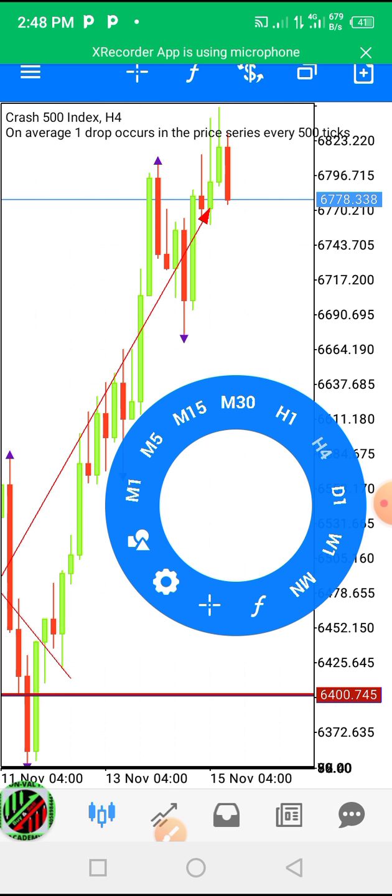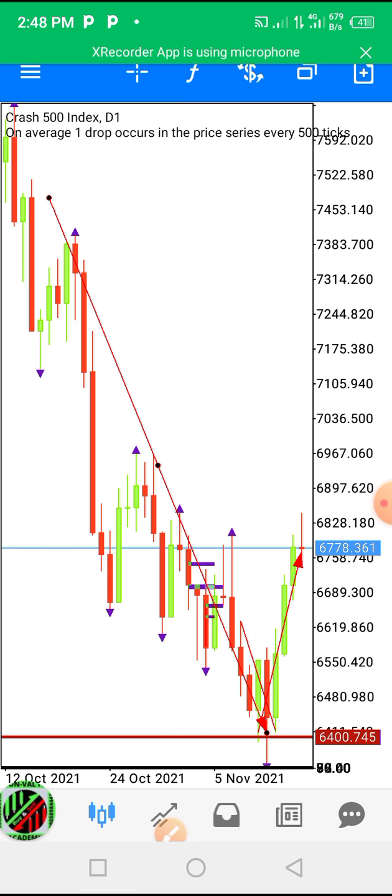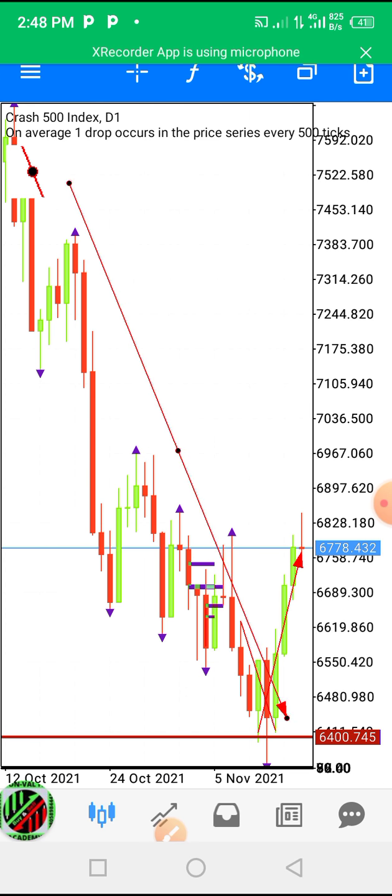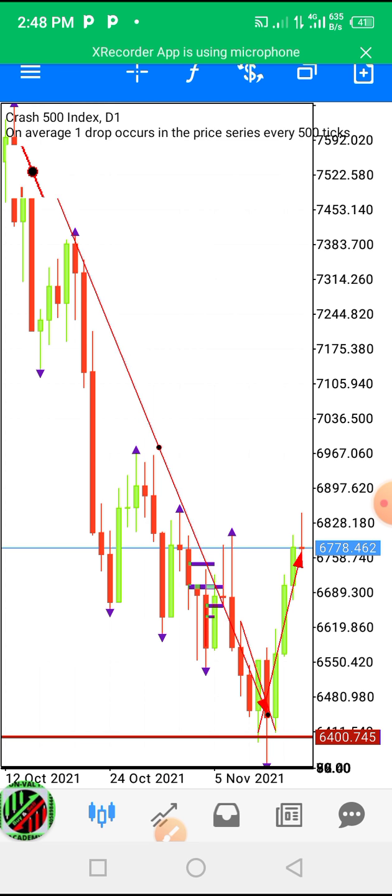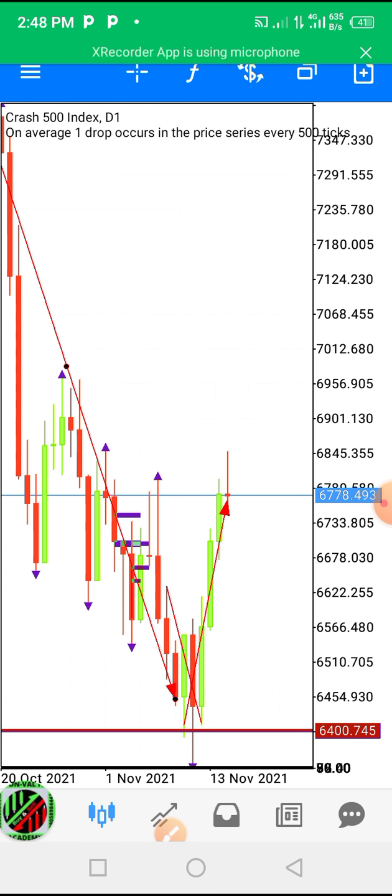Let us see what will happen in D1. D1 is 1 day. Do you see? It has been in a downtrend over time. It has been in a downward trend over time. Now the market got here and is about moving uptrend.